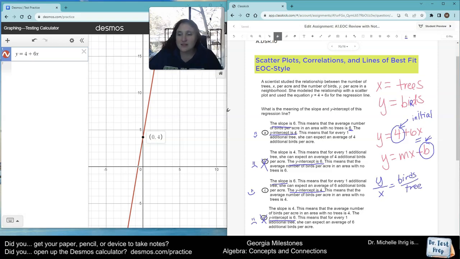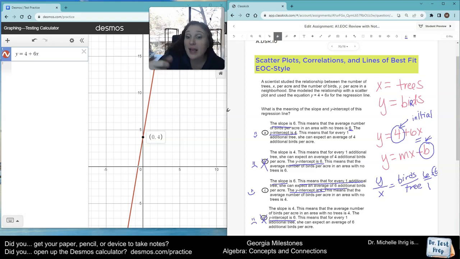So let's look at this. That means for every 1 tree, she should get 6 birds. Yeah, that's exactly the correct answer. So the correct answer is letter C.